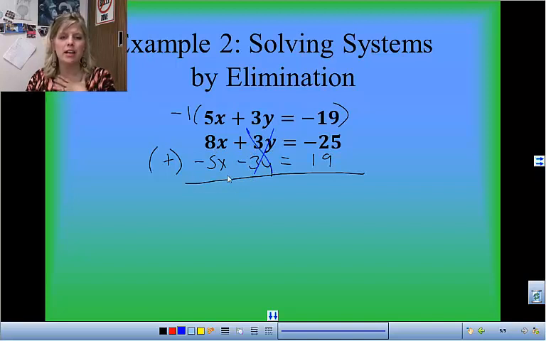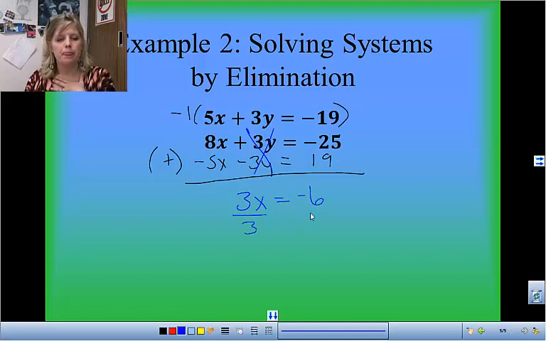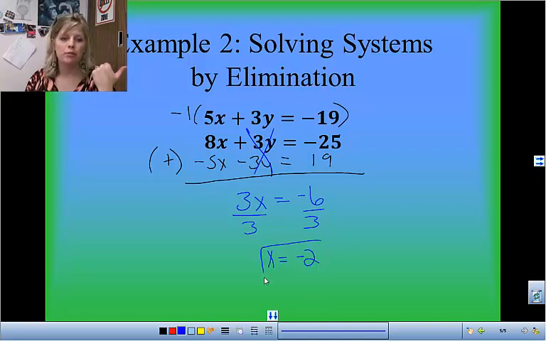Awesome. So I have 8x minus 5x is 3x. Negative 25 plus 19 is a negative 6. Divide by 3. x equals negative 2. Are you done? No. Reminder, plug it in. Substitute it. Which one do you want to use? Doesn't matter. We'll use this top equation right here.